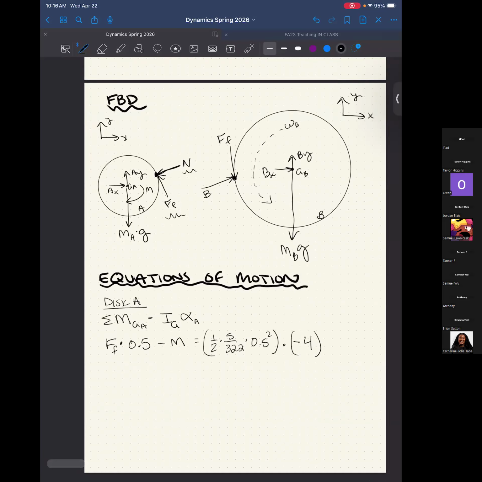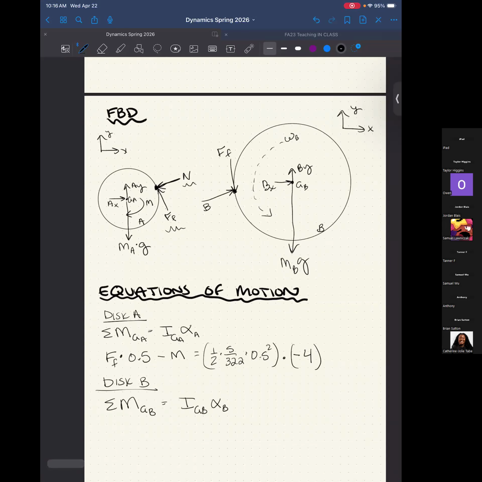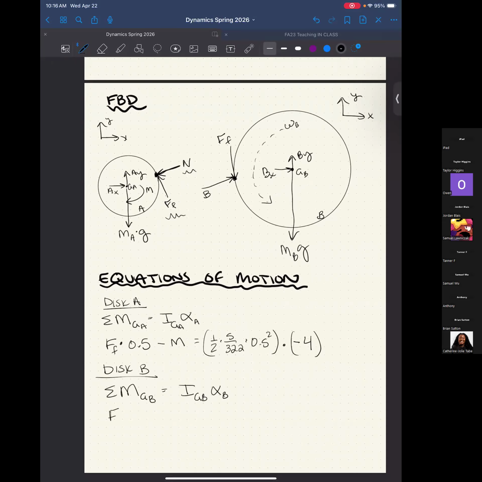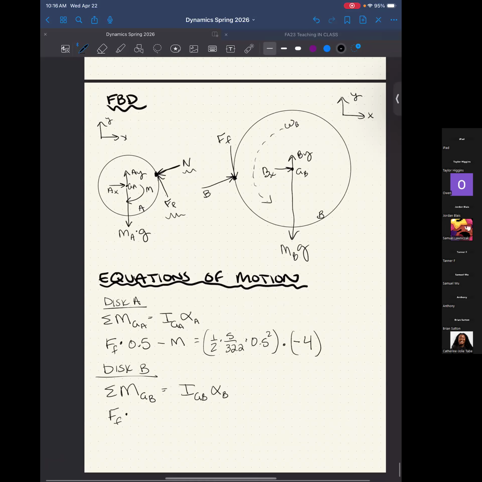So let's go ahead and look at disk B and some moments about the center for disk B. Okay, let's see. What all can cause a moment? Well, we already talked about this. There's really only one thing that can cause a moment, and that would be our force of friction times our radius, which is 0.75.